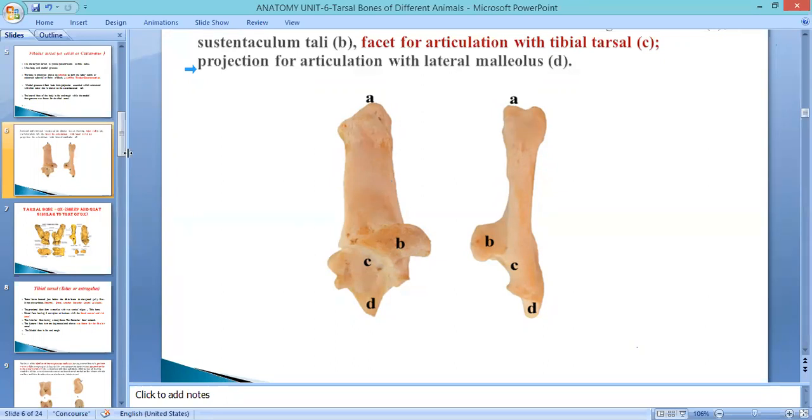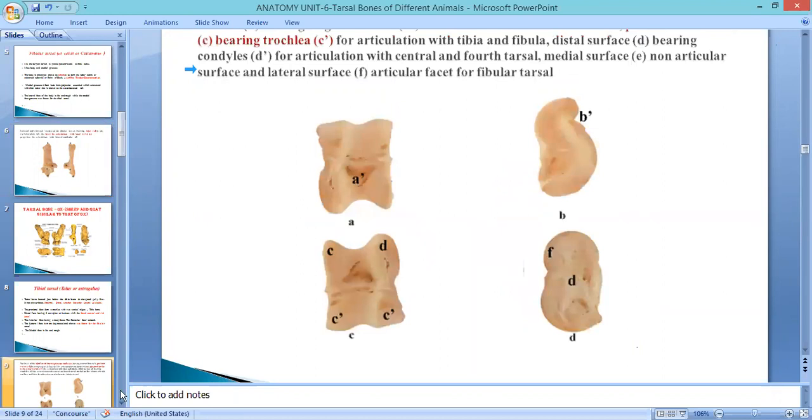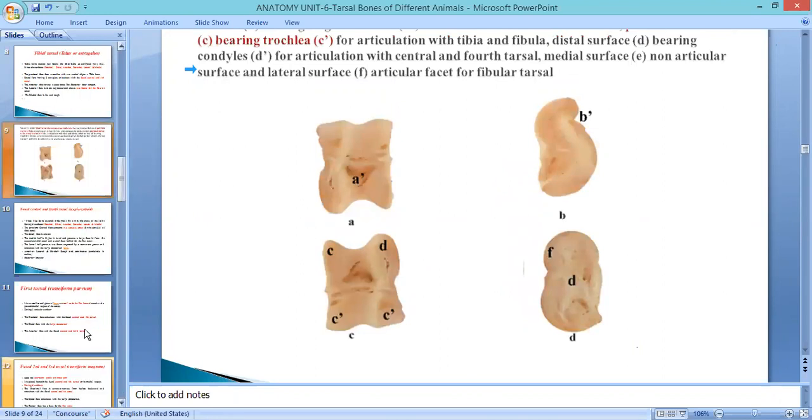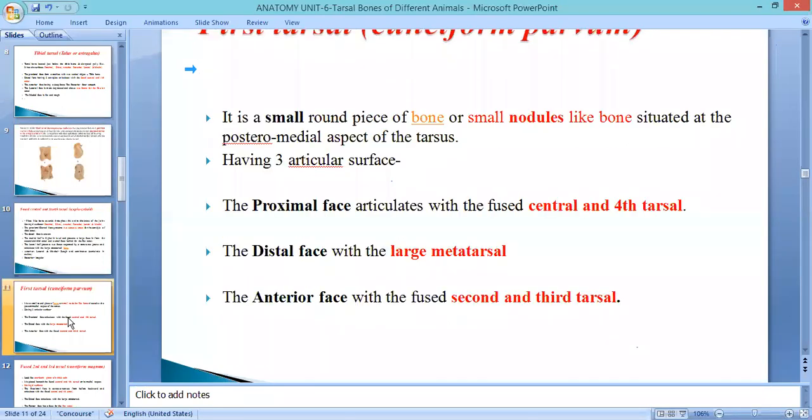For the fibular tarsal, only two important points for description: one body and one process. Regarding the tibial tarsal, it is located just below the tibia, and for description it has six surfaces. Next bone is the first tarsal, the smallest nodule-like bone, located just below the central plus fourth fused tarsal, and for description it has only three surfaces: proximal, distal and anterior. Proximal is below the central plus fourth, distal is the metatarsal, and anterior is the second plus third. I think this is clear.